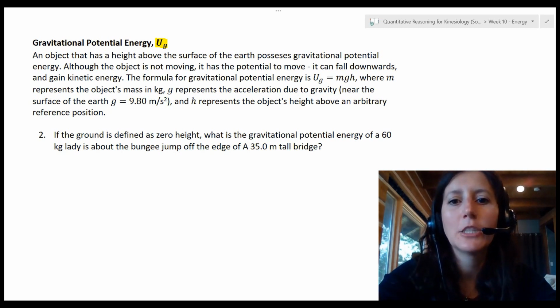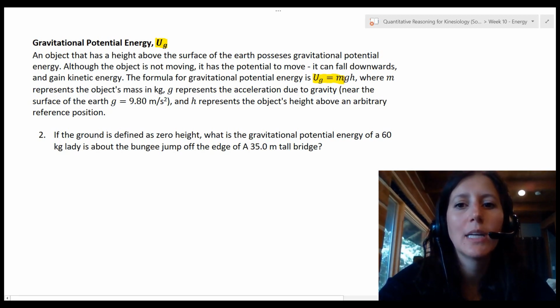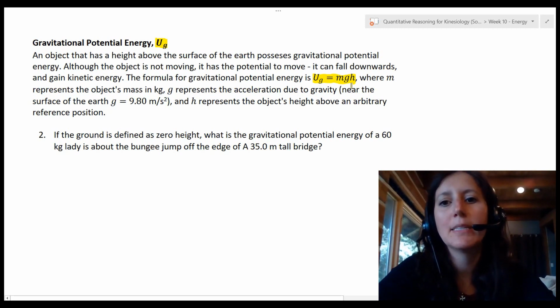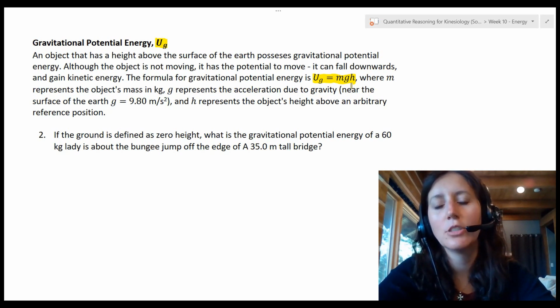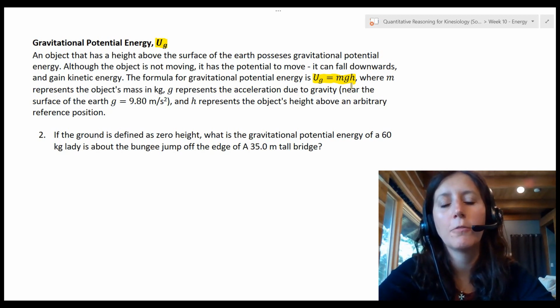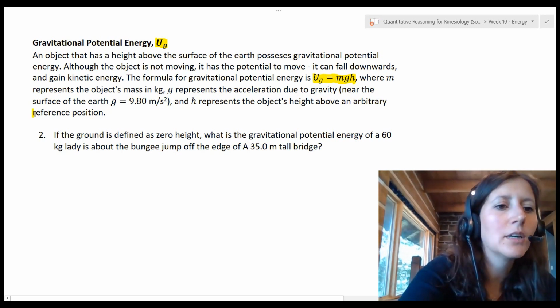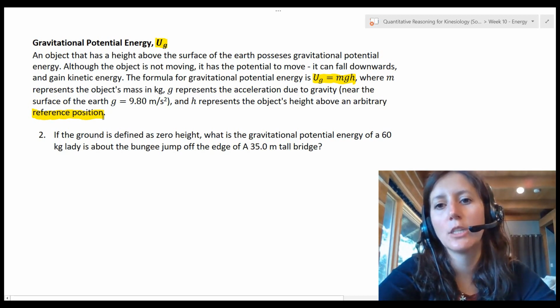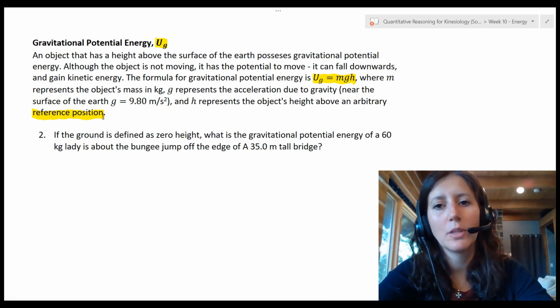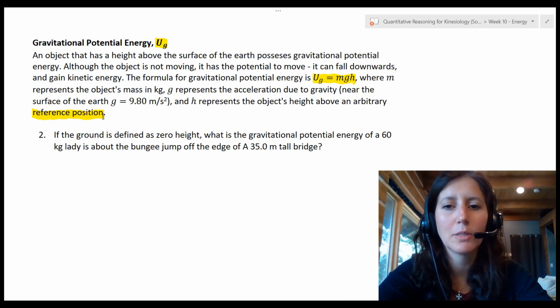The formula for gravitational potential energy is UG equals mgh. Again, m is the mass in kilograms. G is acceleration due to gravity, so it's the 9.80 meters per second squared. And then h is the height of the object. Now, every time we deal with gravitational potential energy, we need to define a reference position. Okay, so it's mentioned here. H is the height above an arbitrary reference position. So every time you use this formula, you need to just decide where you want the reference position to be.